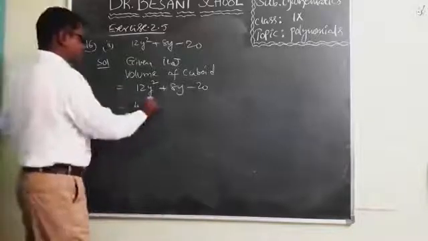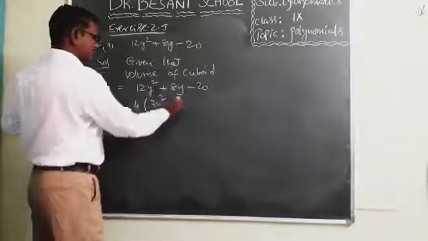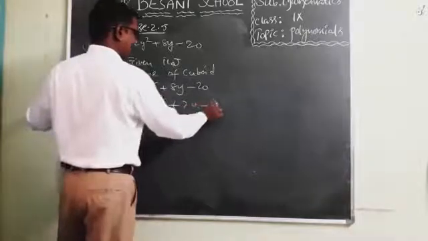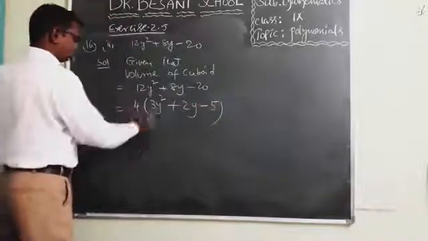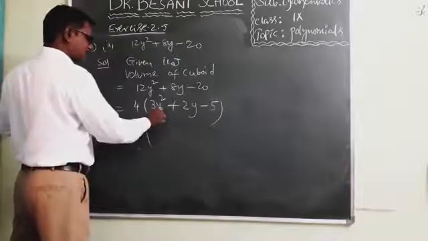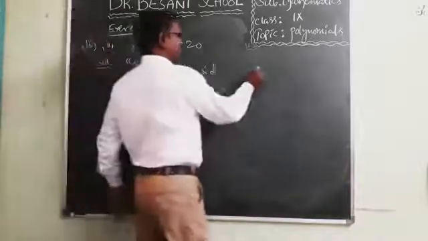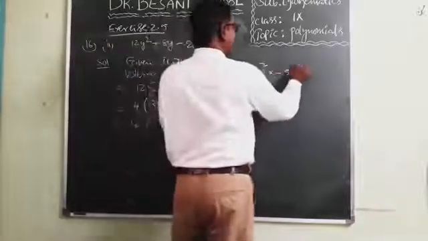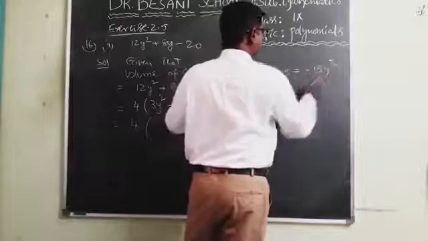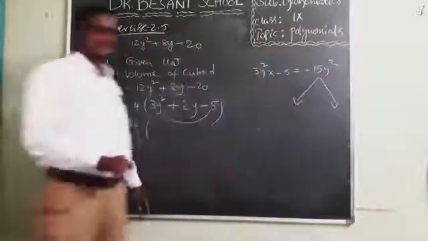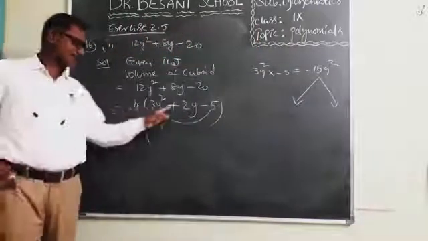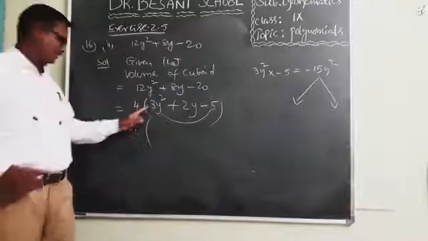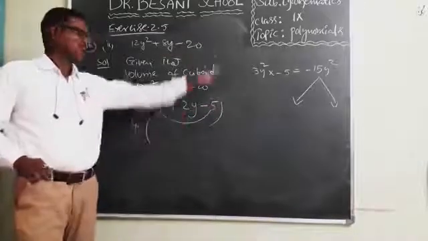Yes. 4 3s are 12, 3y square plus 4 2s are 8 minus 4 5s are 20. So 4 into, let us factorize this one. 3y square into minus 5 is equal to minus 15y square. So what are the factors for this minus 15y square? I am factorizing this quadratic polynomial. Already got one factor 4.